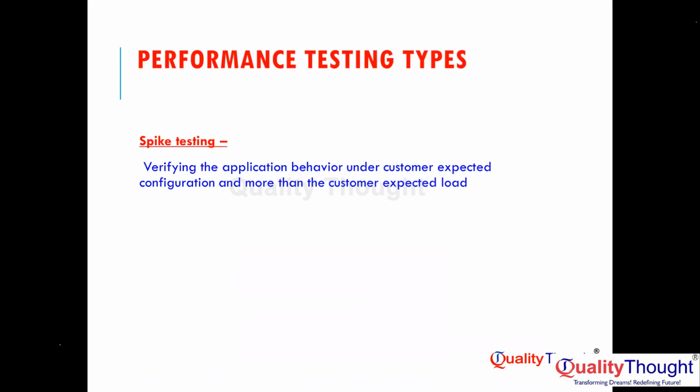Spike is the same as stress, but random. So we don't want to follow a gradual increase. We can go with the maximum and go with the minimum. We are creating spikes, and that's the reason we call it spike testing. Both have the same target, but how we are increasing the load, how we are increasing the concurrent users, is what matters.